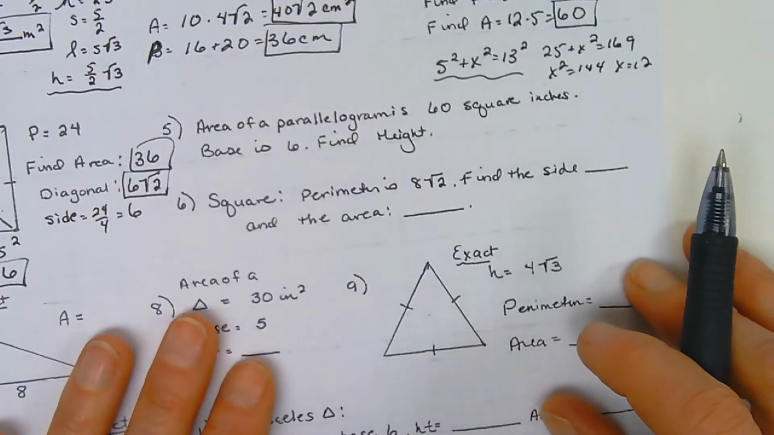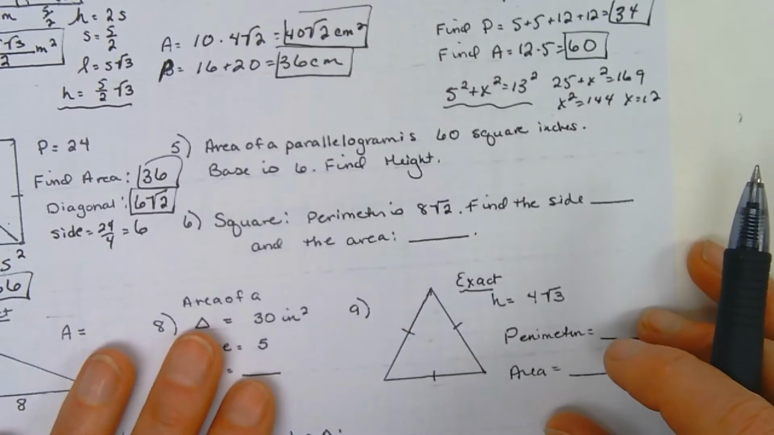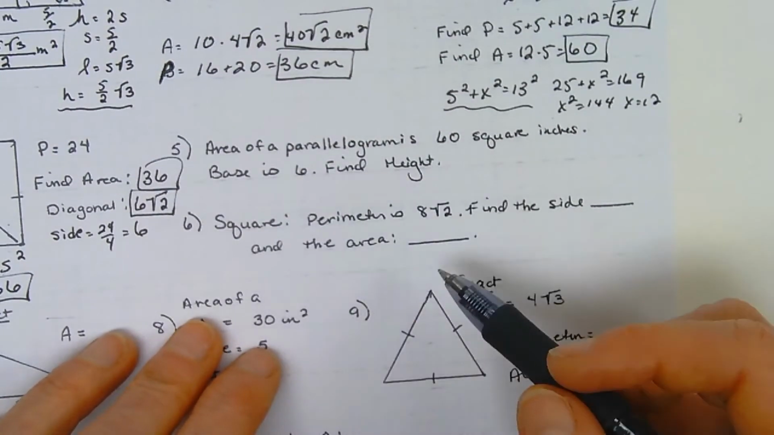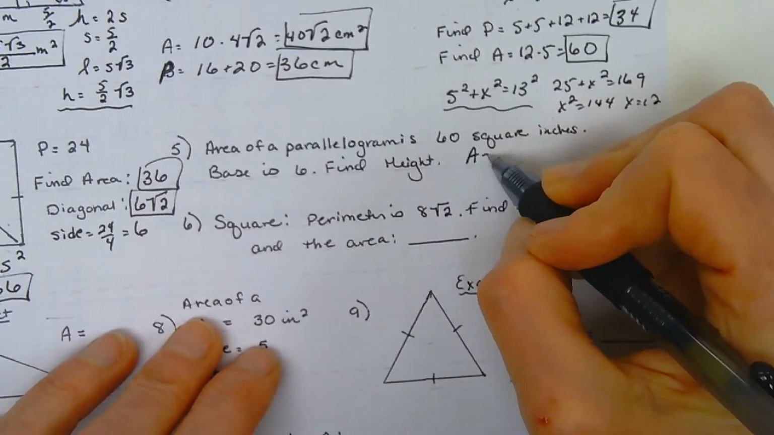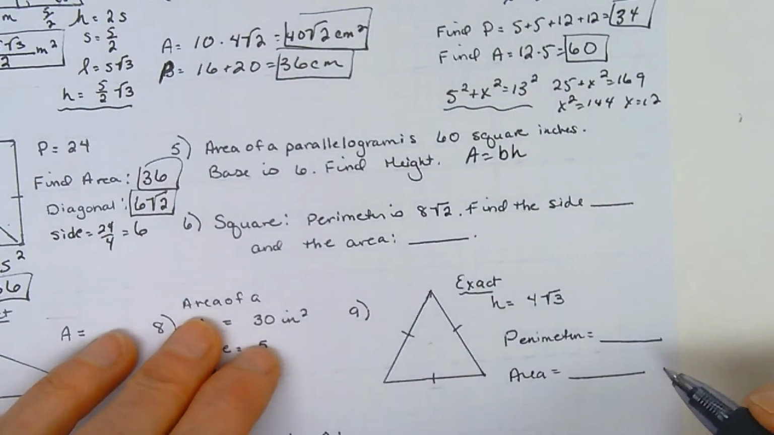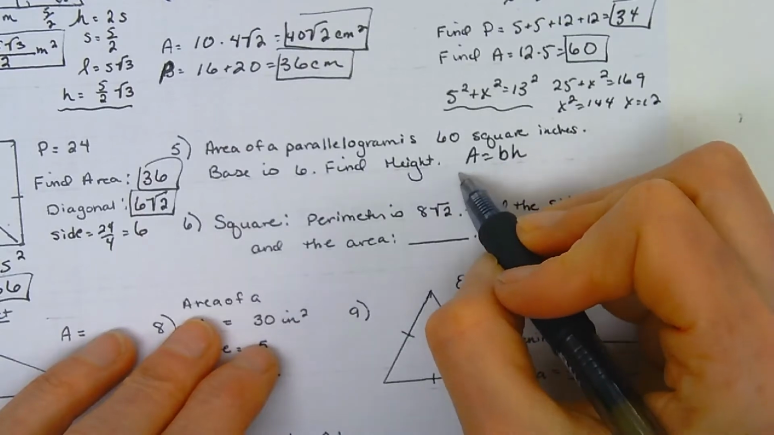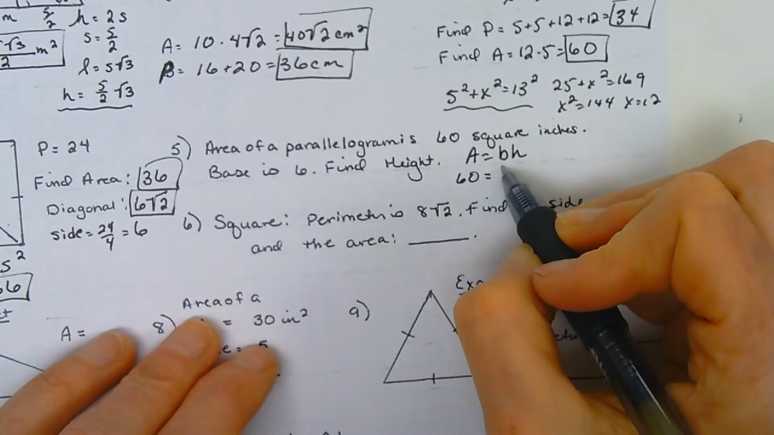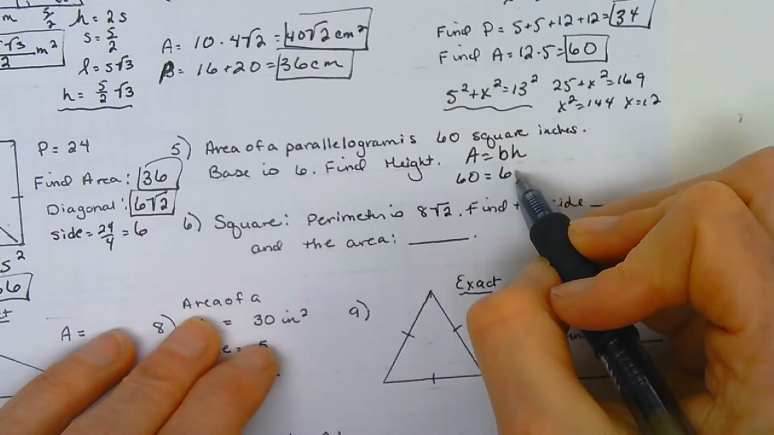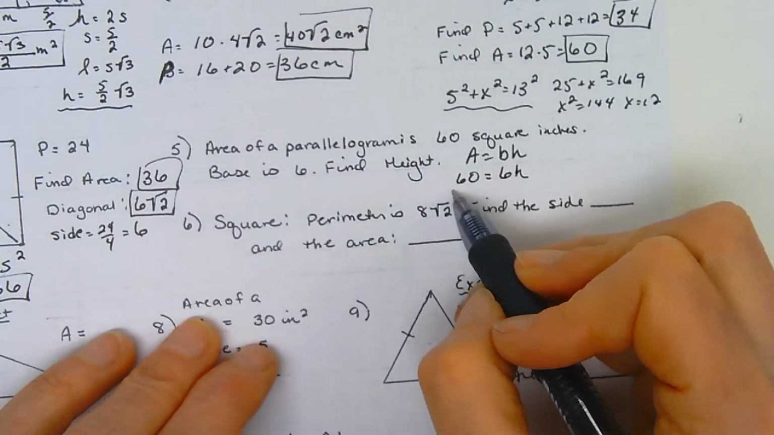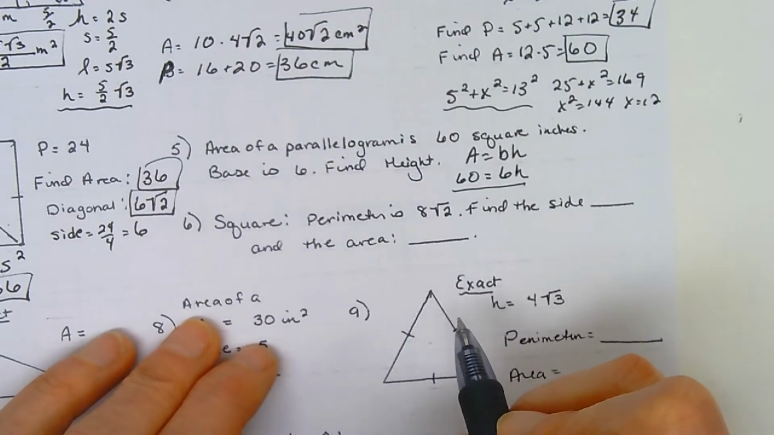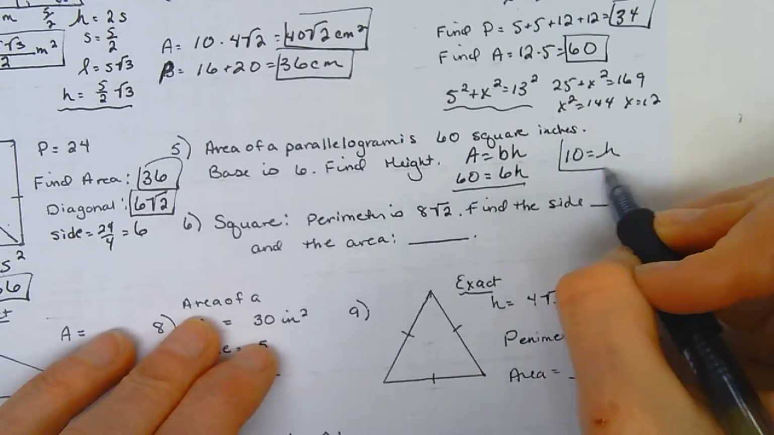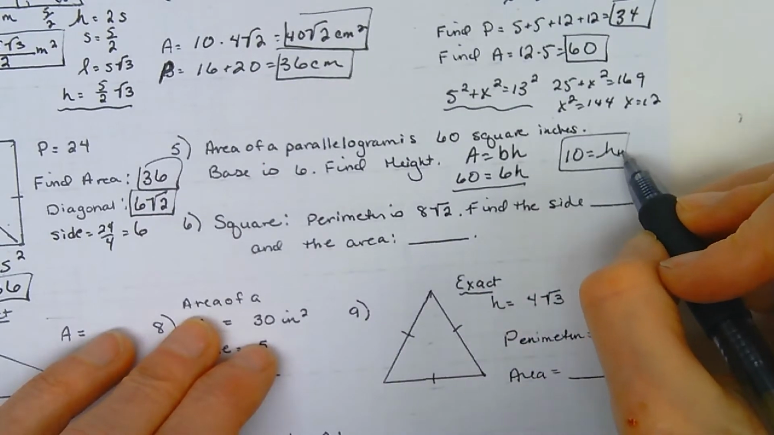Okay, number 5. The area of a parallelogram is 60 square inches. The base is 6. Find the height. Area of a parallelogram is base times height. I'm told that the area is 60, so I can substitute that in for the area, that the base is 6, and I'm asked to find h. So there's an equation that I can solve. I'll just divide both sides by 6, and I get 10 equals h, and that's the height in inches.